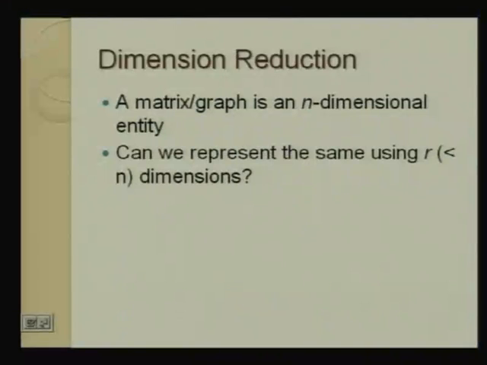However, when we talk of dimensionality reduction, we are not talking of a small rank in the sense that the number of non-zero eigenvalues, or the rows which are really linearly independent, are r, and n minus r are linearly dependent. This is the very strict definition.